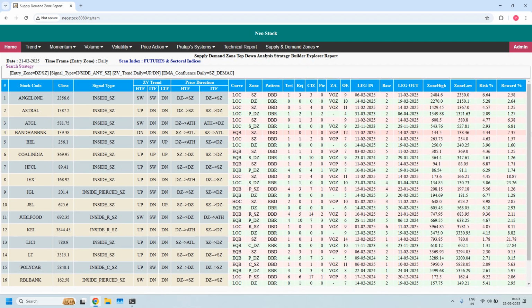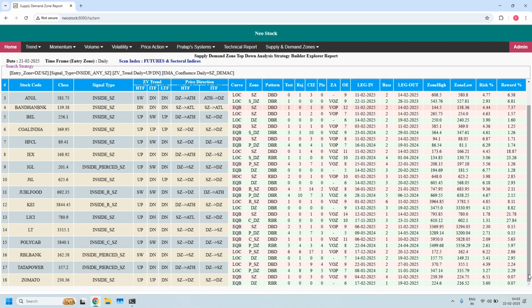First 16 stocks in the list. I'm scrolling the list down. So total 18 stocks where price closed inside the daily supply zone, and those daily supply zones are having daily EMA confluence. So this is about the daily time frame.